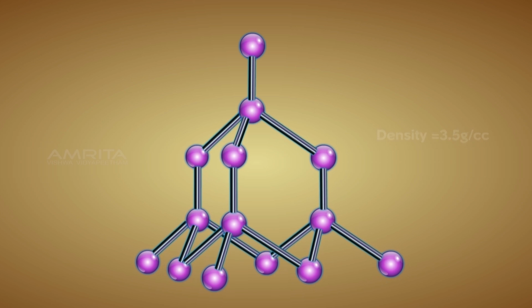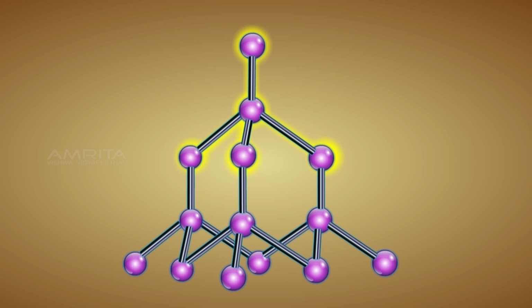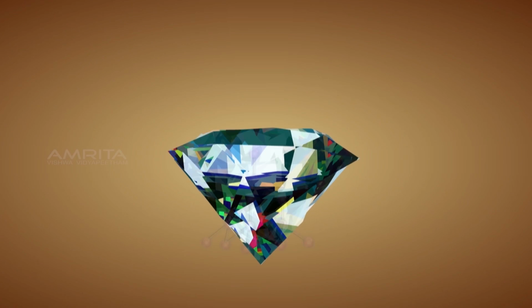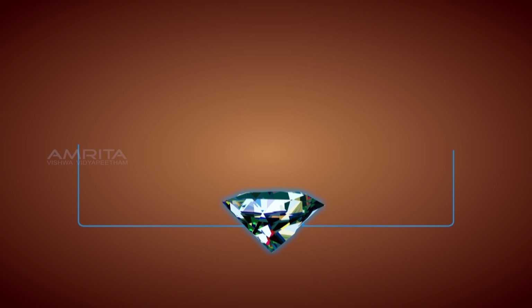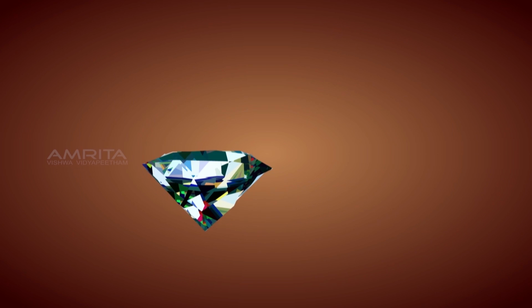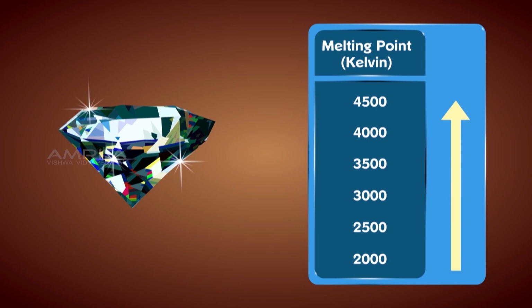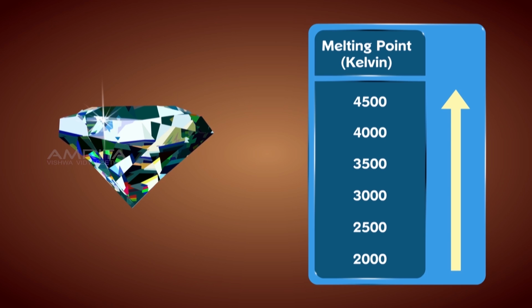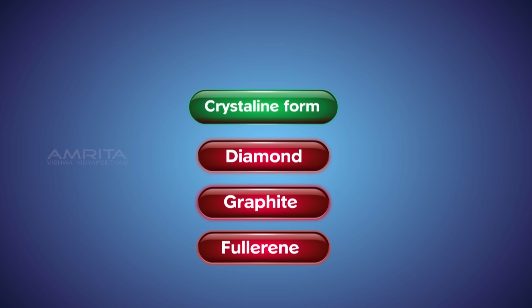Here, no electrons are available as they are involved in bond formation. Because of the absence of free electrons, diamond is a bad conductor of electricity. Diamond has a high melting point of 4000 Kelvin or more. Let's now learn about other crystalline allotropic forms of carbon in free state.